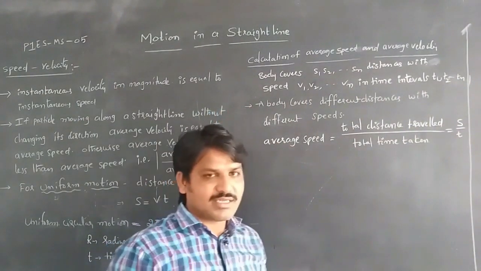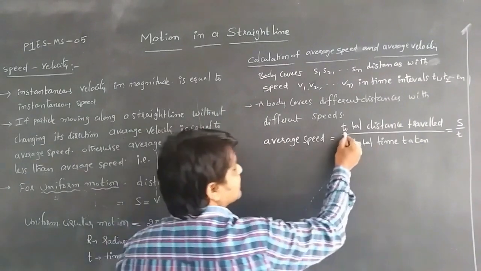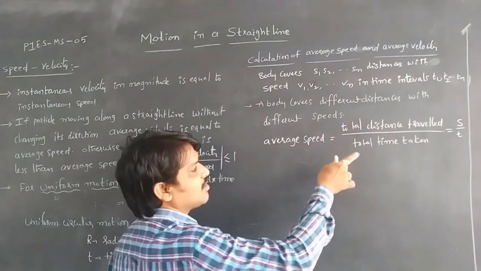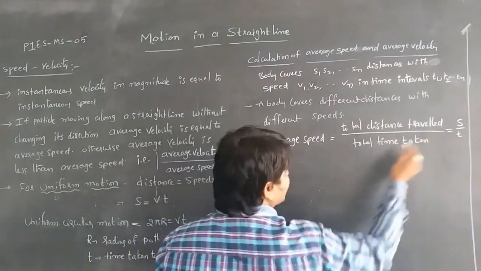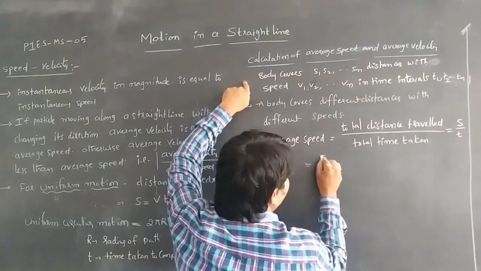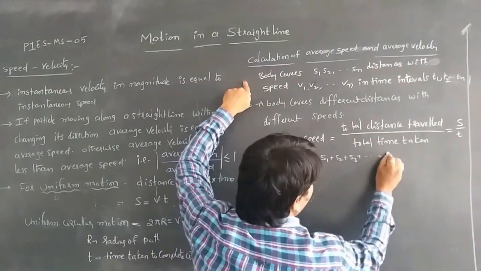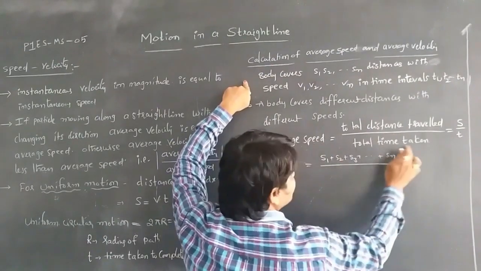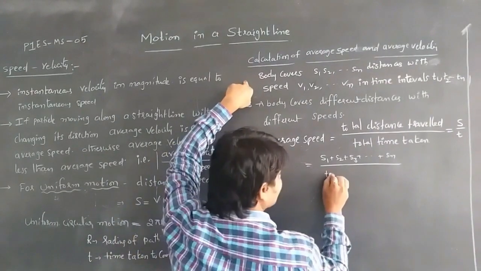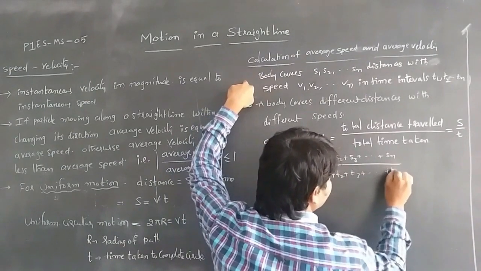We know what average speed is. The average speed is the total distance travelled divided by the total time taken to travel the distances, that is s by t. The total distance travelled is s1 + s2 + s3 + up to sn, divided by the total time taken, t1 + t2 + t3 + up to tn.